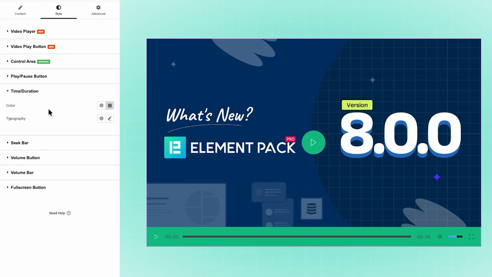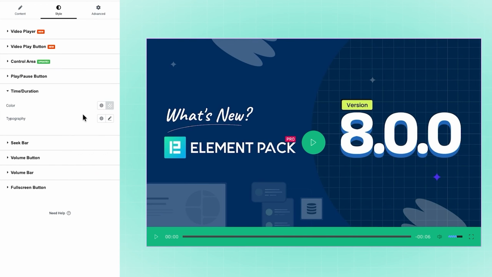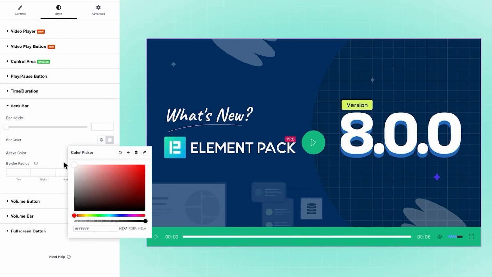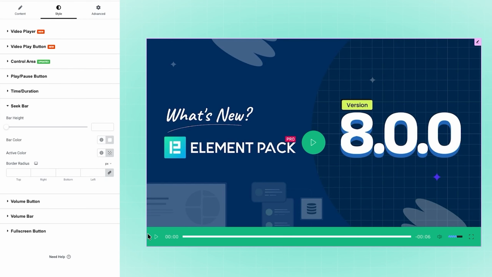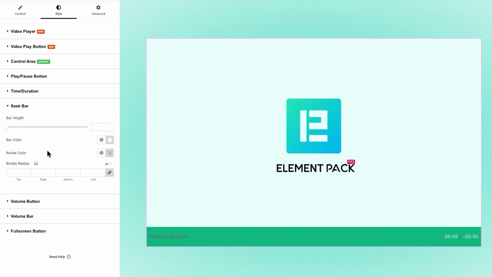The time or duration section allows you to change the color and typography of the time indicators. This is particularly helpful if you want the text to match your site's fonts or maintain visual consistency across your layout. After that, you'll find the Seek Bar section, where you can adjust the height and color of the progress bar, as well as define the active color that appears as the video plays. Border radius controls are also available here, giving you even more flexibility in shaping the design.